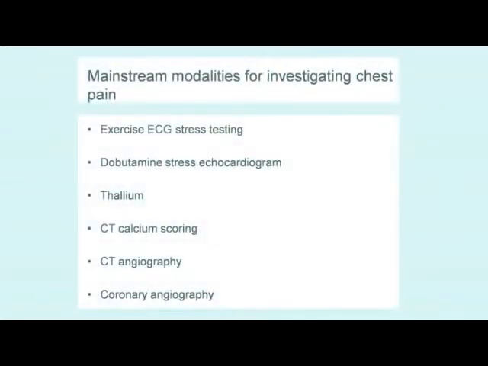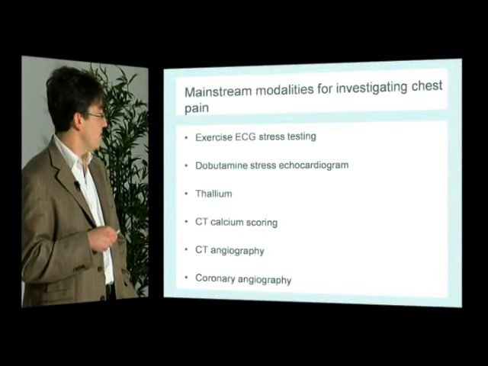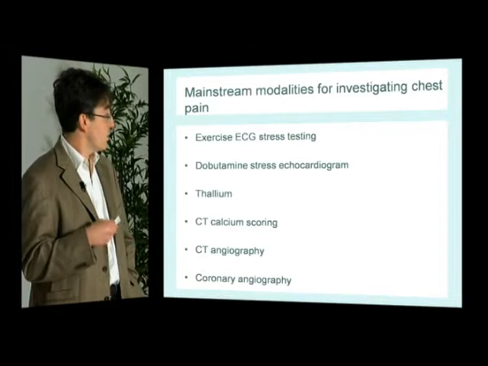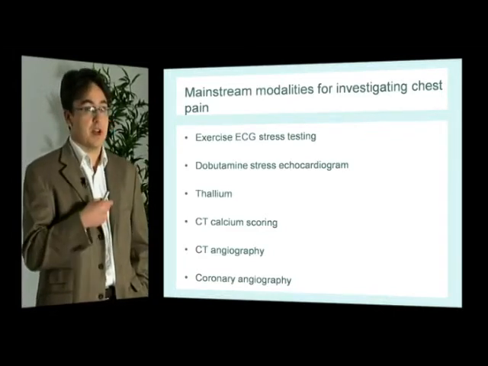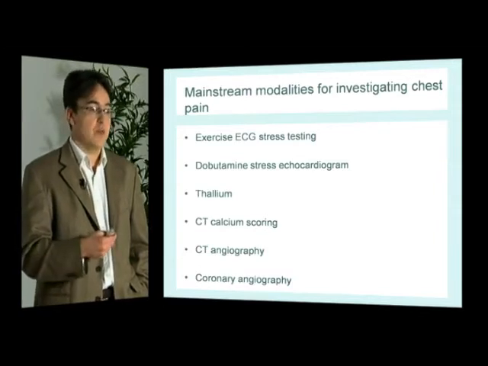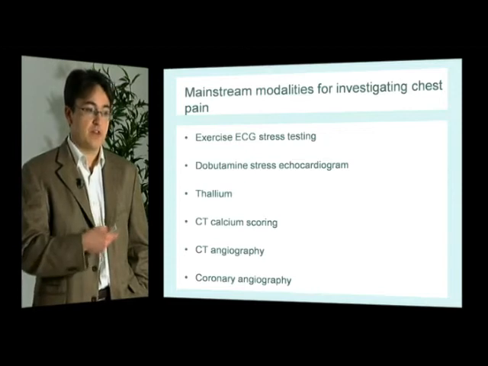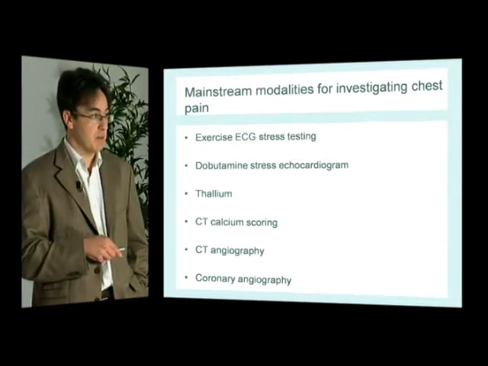We'll now look at the mainstream modalities for investigating chest pain. These include exercise testing, which we've spoken about, dobutamine stress echocardiography, thallium, CT calcium scoring, CT angiography, and coronary angiography. Clearly, as we work down this list, tests become more invasive and also require the administration of various chemicals or nuclear radiotracers, or indeed a dose of radiation to image the patient properly.